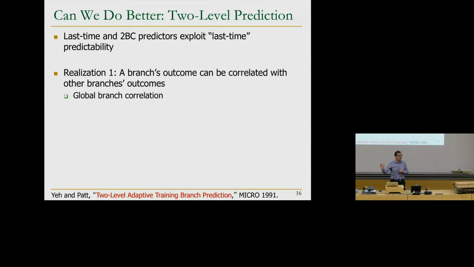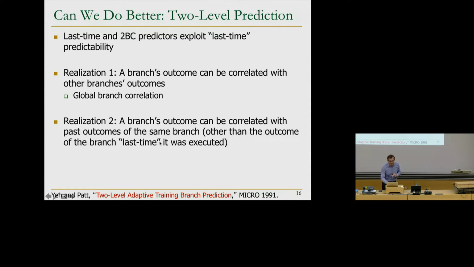This is called global branch correlation. By tracking the directions of previous branches, the taken or not taken outcomes of other branches, not the branch that you're trying to predict, you can guess where this branch will go with much higher accuracy. The second realization is that a branch's outcome can be correlated with past outcomes of the same branch beyond last-time predictability. If you look back, for example, 16 iterations, maybe you'll find patterns that are more predictable compared to when you just look back one or two iterations for the same branch. This is called local branch correlation, and it is also employed in existing processors.